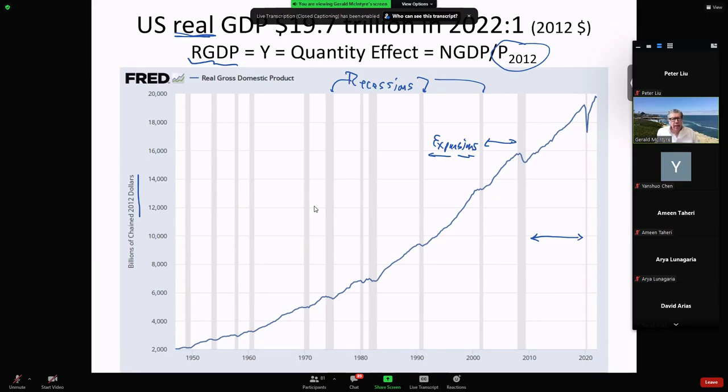Notice a couple of features about this, as we're looking at recessions and expansions. Is it the case that in recessions, real GDP falls? Look at this chart for a moment and raise your hand on that. Is it the case that real GDP falls in every recession?